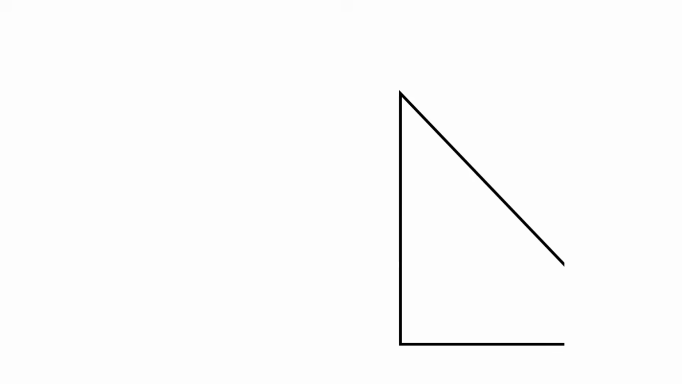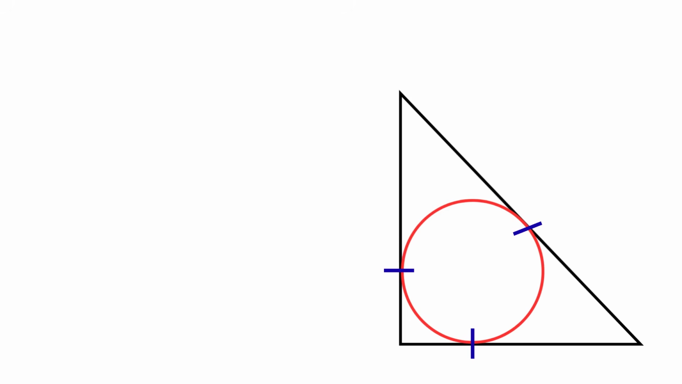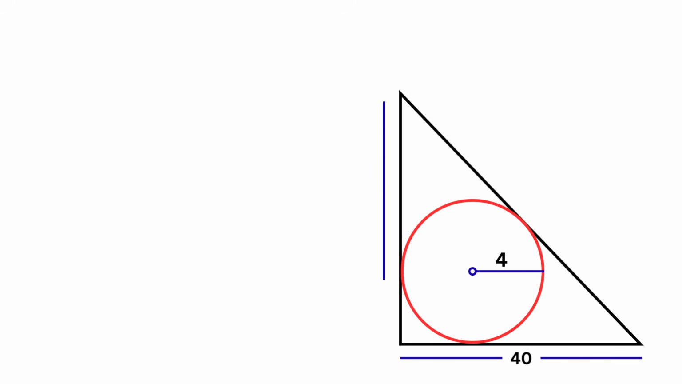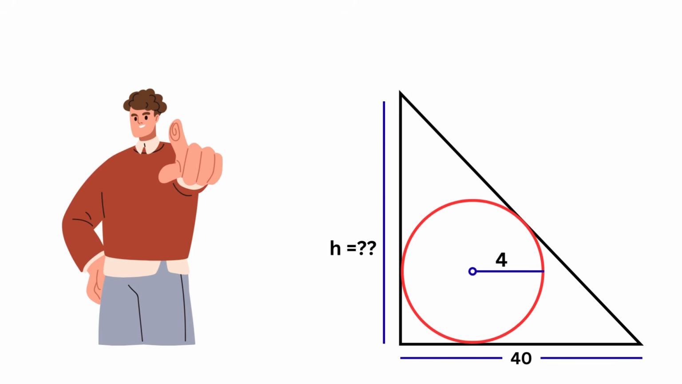Here's what we have. We have a right-angled triangle, and inside it we inscribe a circle. Notice, this circle touches the triangle at 3 different points. We are given that one side of the triangle measures 40 units, and the circle has a radius of 4 units. Our goal is to find the height of this perpendicular side of the triangle. So, can you solve this?